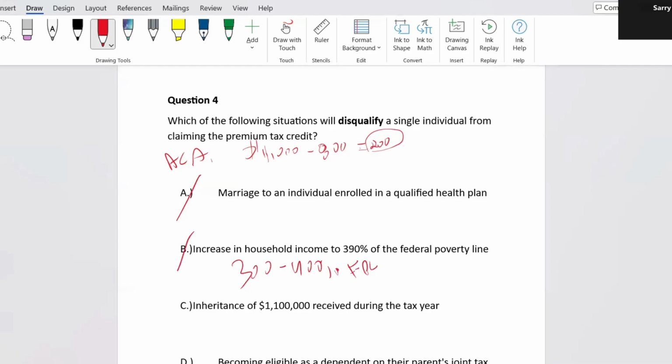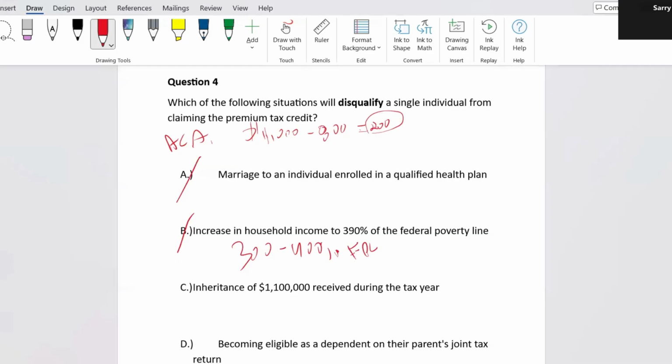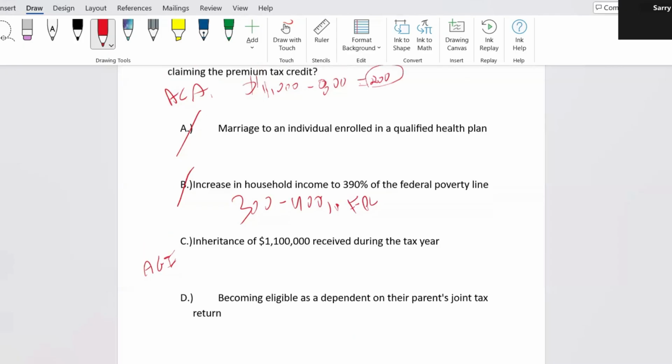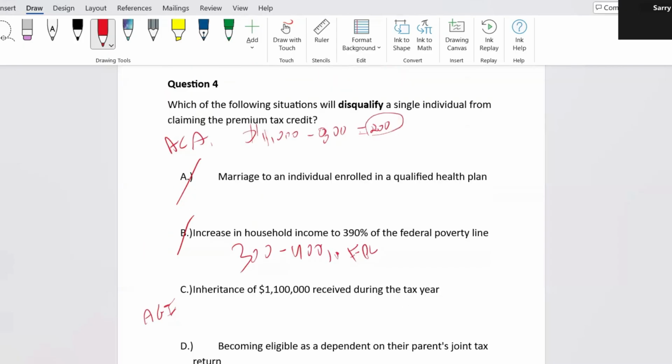Inheritance of $1.1 million. So the ACA subsidy is based off of AGI. AGI is your adjusted gross income, which is essentially taxable income or taxable cash flow to you. Inheriting something doesn't necessarily change your income statement. It doesn't change your taxable income. It changes your net worth, of course. It changes your balance sheet, but this question is not asking you about asset values. It's asking about disqualifying for the premium tax credit, and the premium tax credit doesn't talk about your balance sheet. It doesn't talk about the assets you own. It talks about your income. That's what it talks about. So how much you inherited is completely irrelevant. No need to worry about that.